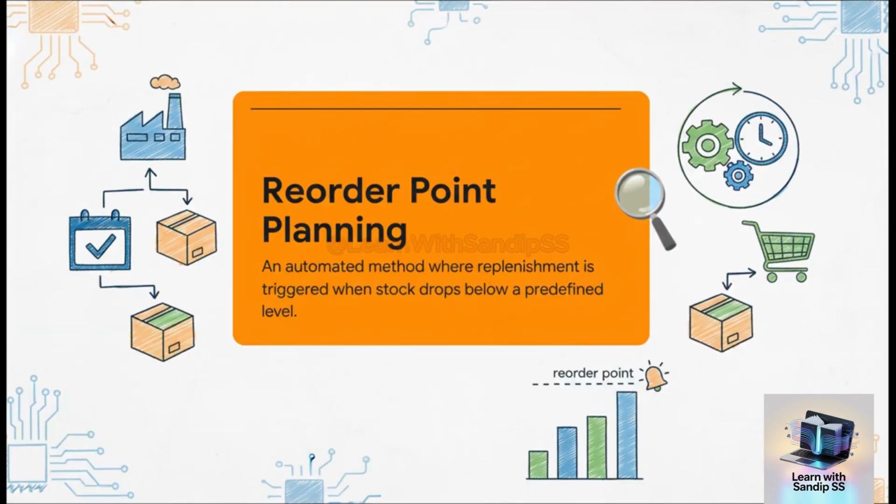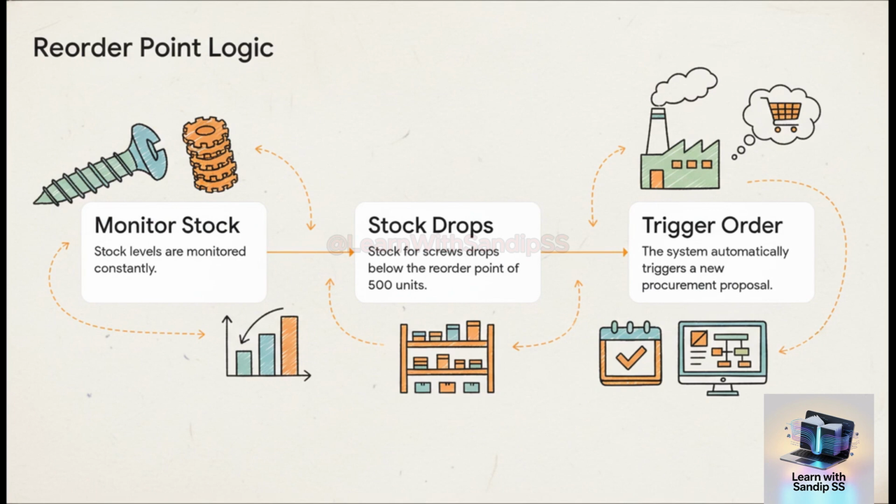And inside that consumption-based world, one of the most popular methods is called reorder point planning. The idea here is actually super simple. You just set a minimum stock level. That's your reorder point. And the second your inventory dips below that magic number, the system automatically kicks off a reorder. Here's how it plays out for our bike company's screws. This system is just constantly watching the inventory level. The very second that the count drops below their reorder point of, say, 500 units, bam, an automatic procurement proposal gets created. It's a really efficient, hands-off way to manage all those common parts.